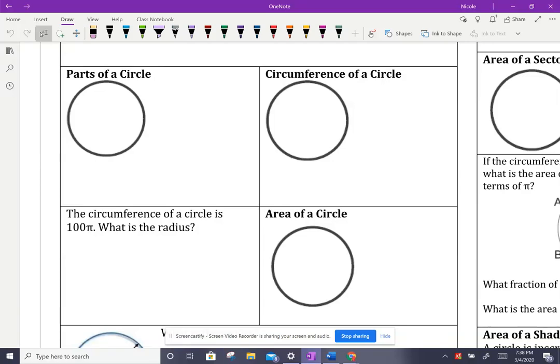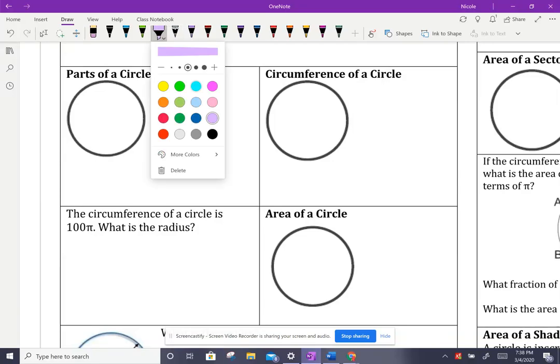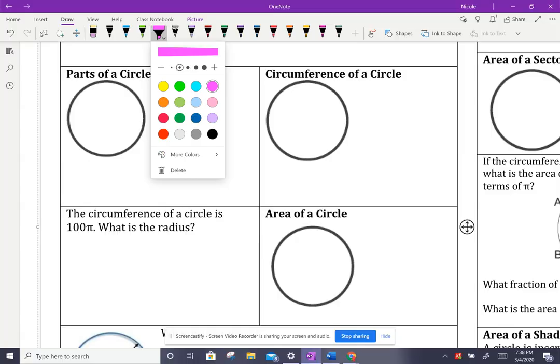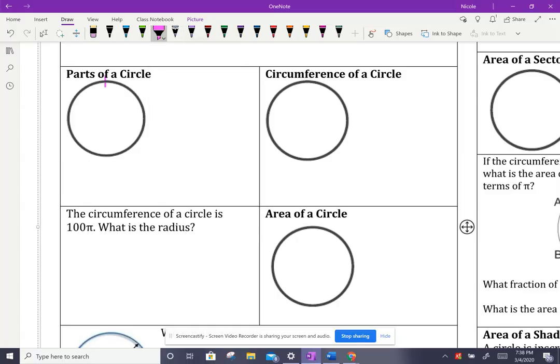I just want to go through a quick review of parts of a circle. This is stuff you have seen before, we have talked about before, but this will just be a quick reminder before we jump into areas of circles. So if we remember correctly, the distance all the way around our circle, this piece right here, is called the circumference.